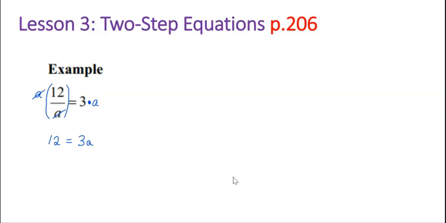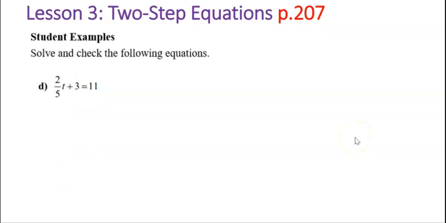Now we can isolate it. So we're going to go ahead now and divide by 3 on both sides. And that is going to be 4 is equal to a. So when you have a variable in the denominator, you need to move it out through multiplication, and then you can isolate it.